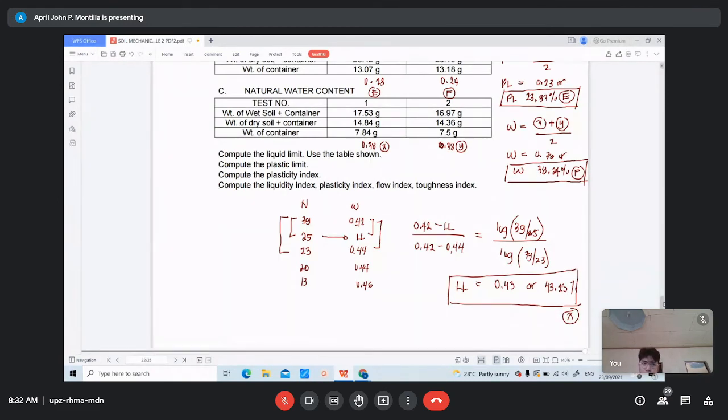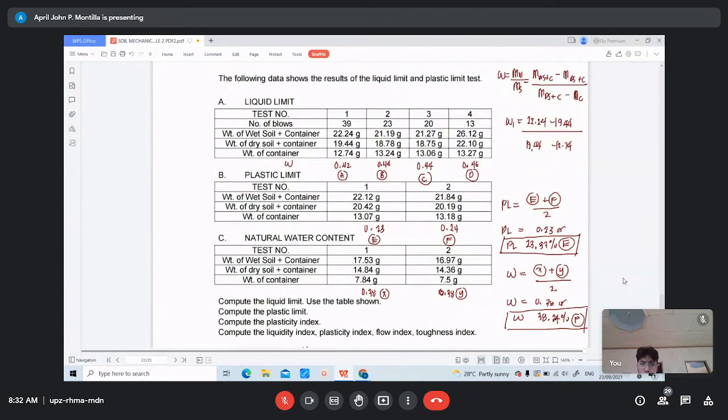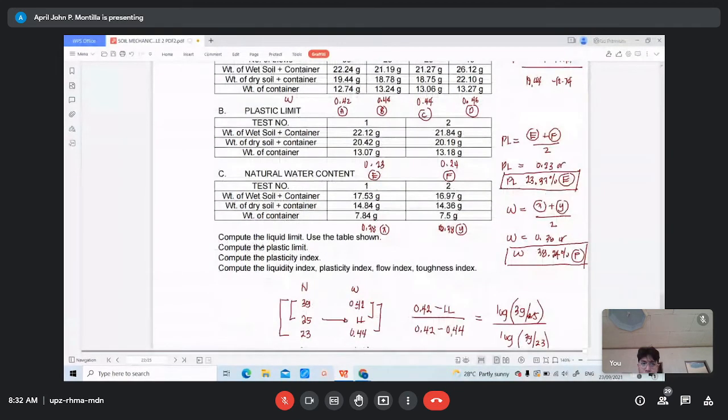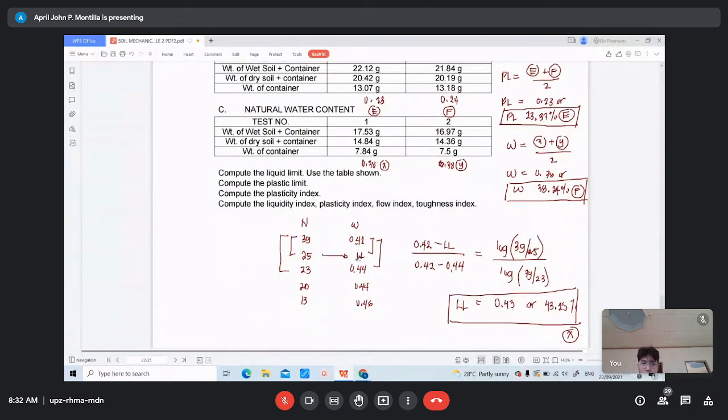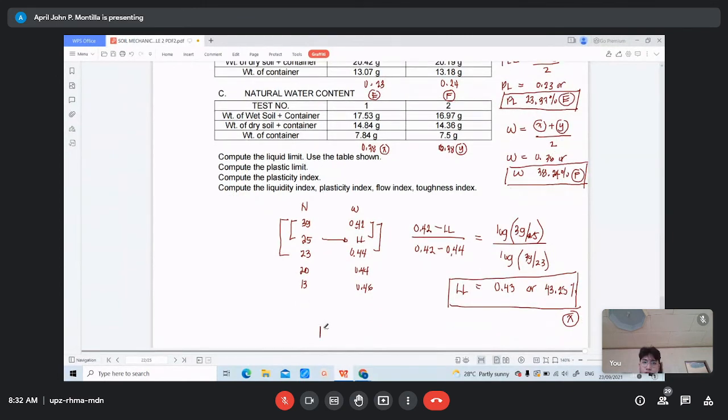So, tapos na tayo sa mga test. Ngayon, punta tayo kay requirement. Compute the liquid limit. So, na-compute na yung liquid limit. Compute the plastic limit. Na-compute nyo na. Compute the plasticity index. Pag na-compute nyo na yung LL at saka PL, mako-compute nyo na yung plasticity index. That is LL minus PL. So, that is 43.23 minus 23.33. Naka-stored X minus E.